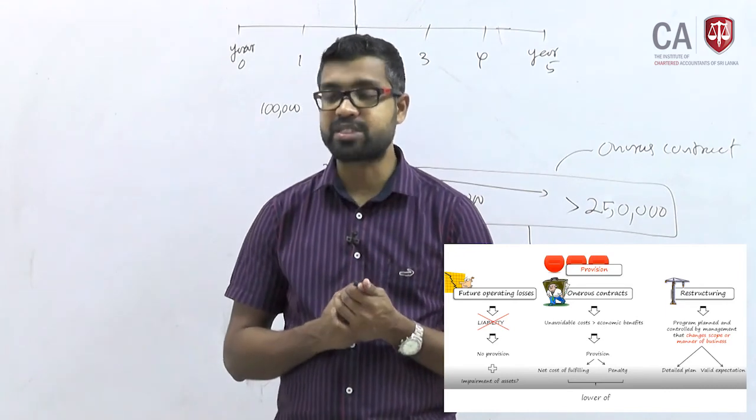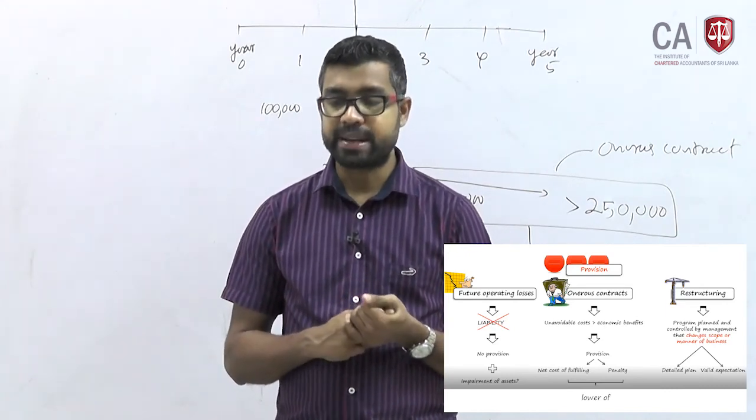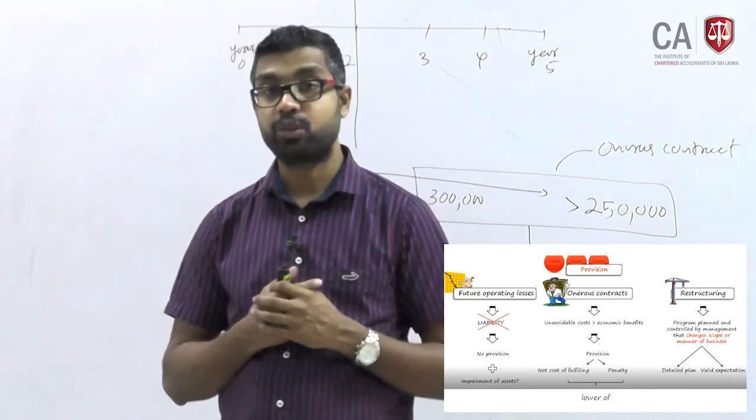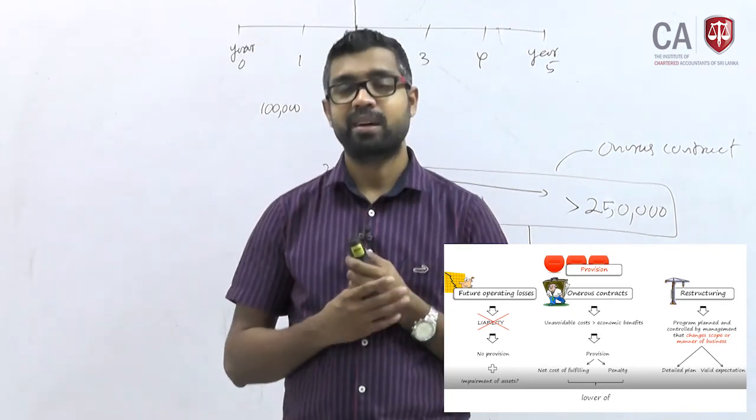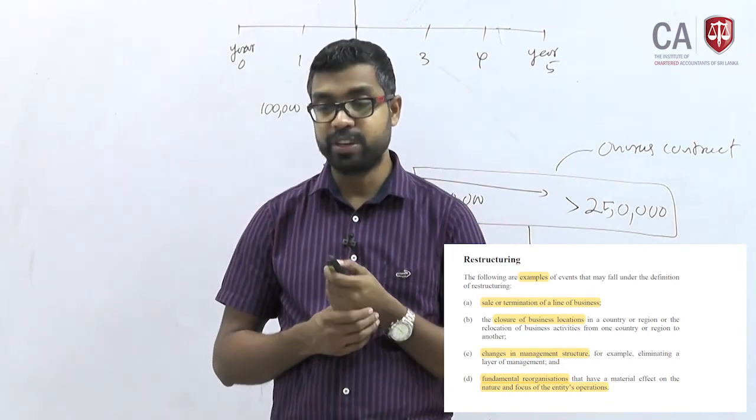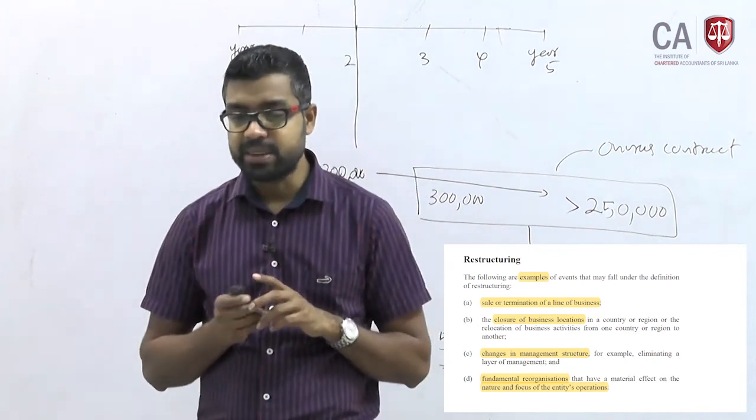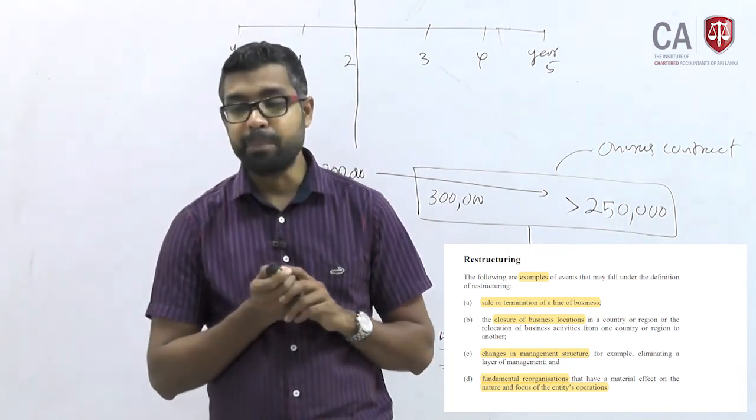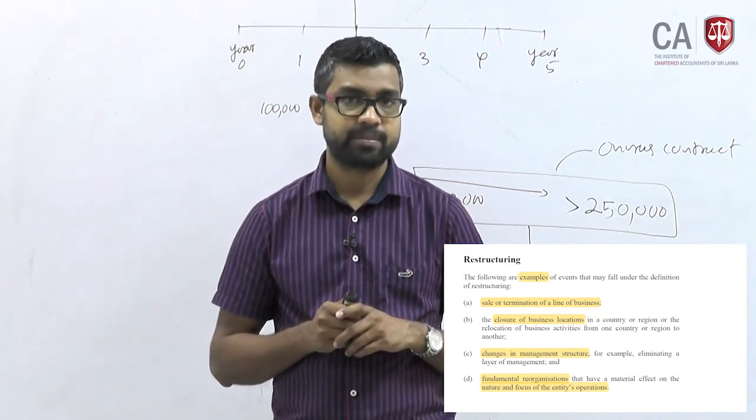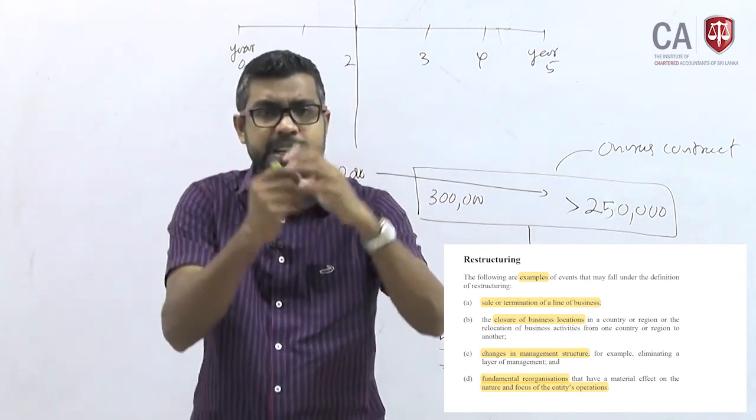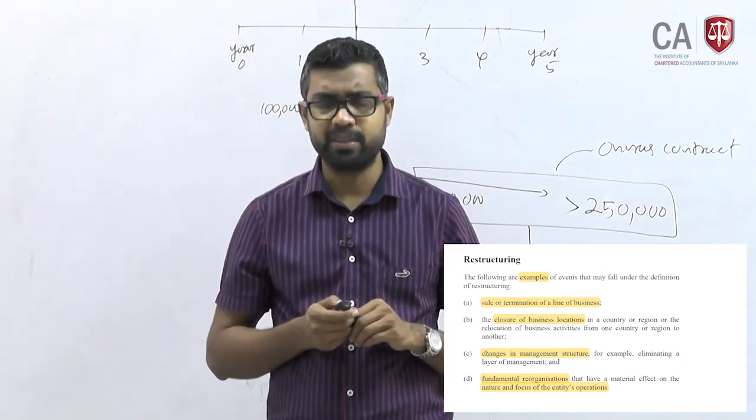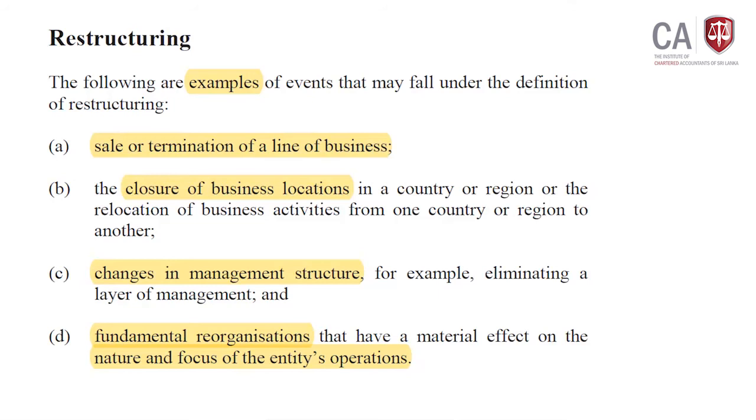Third one, restructuring. Simply understand, for restructuring also you can make a provision. But first of all, you need to understand what you mean by restructuring. I will come to this slide again, but first we need to understand restructuring. LKAS 37 standard says, the following are examples of events that may fall under the definition of restructuring. Restructuring means your business you are going to restructure in future, right? So, these are the examples. Then you will easily understand the definition of restructuring.